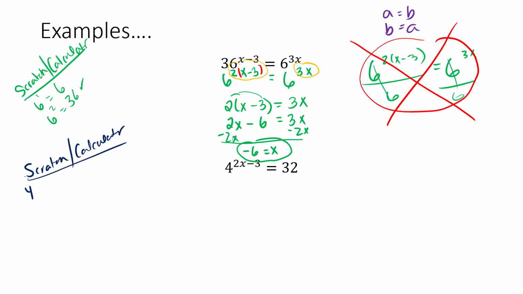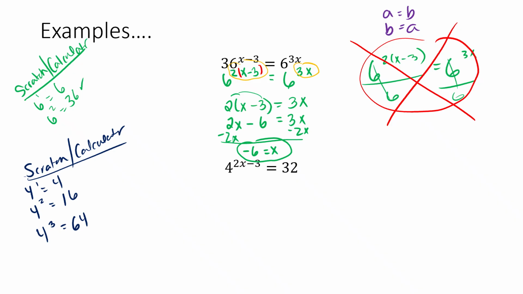We do 4 to the first power is 4. That's too low. 4 squared is 16. 4 to the third is 64. And you can see that we have a problem. I jumped from 16 up to 64, and I jumped over the 32. So what that means is I actually can't do that.